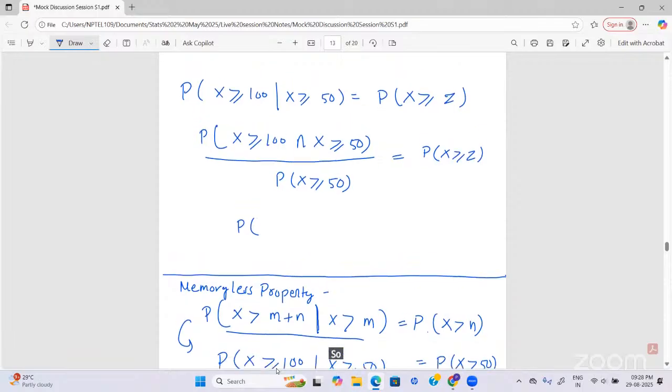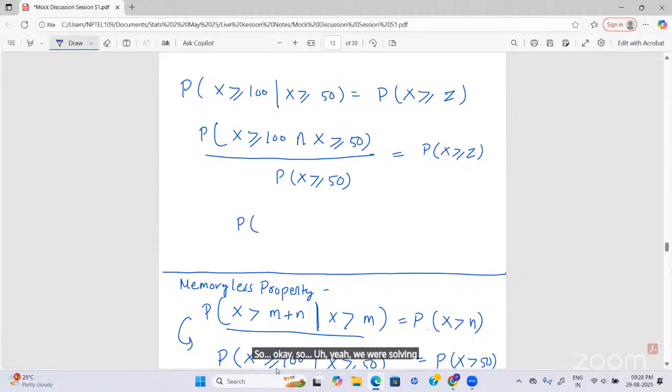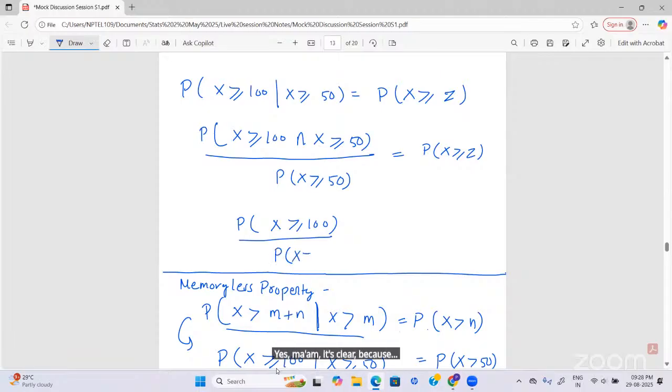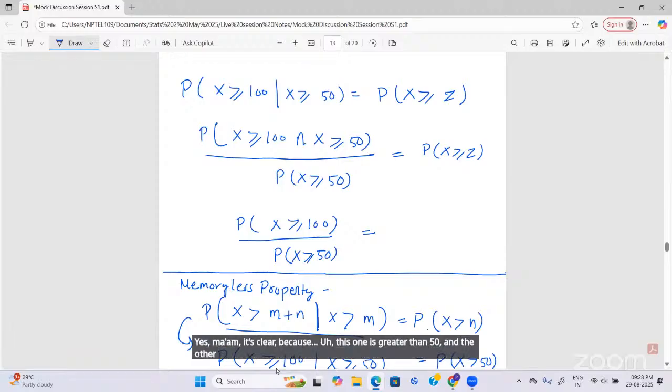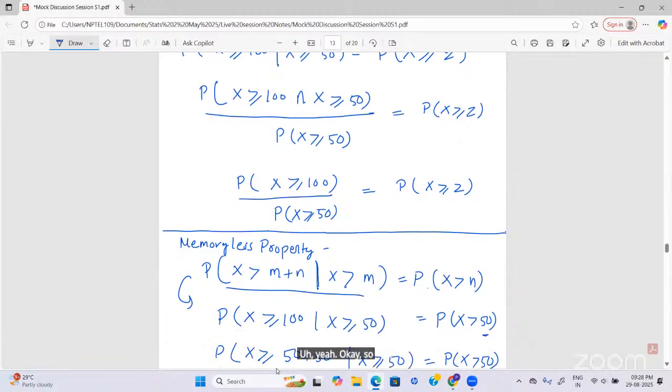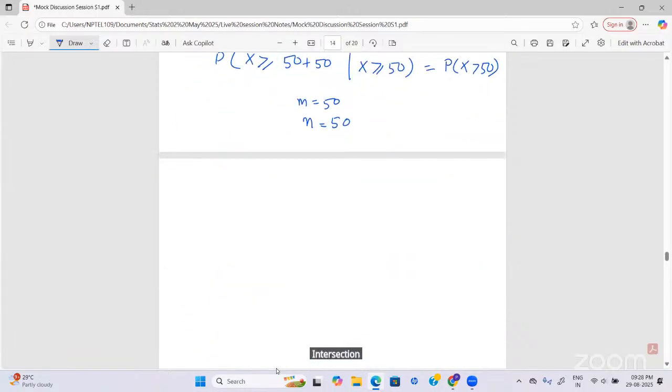So, we were solving here. What will be the intersection of these two? X is greater than or equal to 100. Is this clear to everyone, or should I explain how the intersection is X greater than 100? Yes, ma'am, it's clear, because one is greater than 50 and the other is greater than 100, so both of them will meet at greater than 100. Okay, so this is the intersection part.